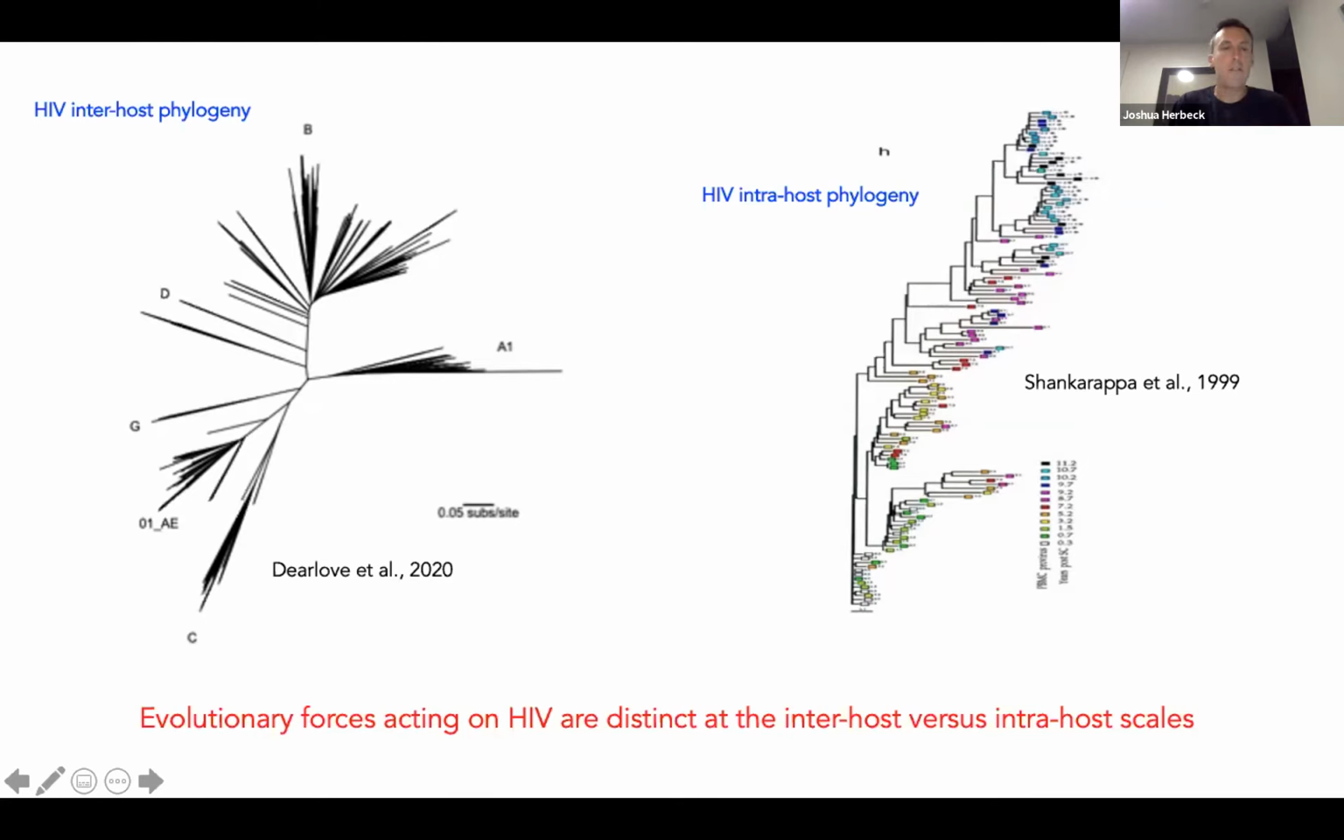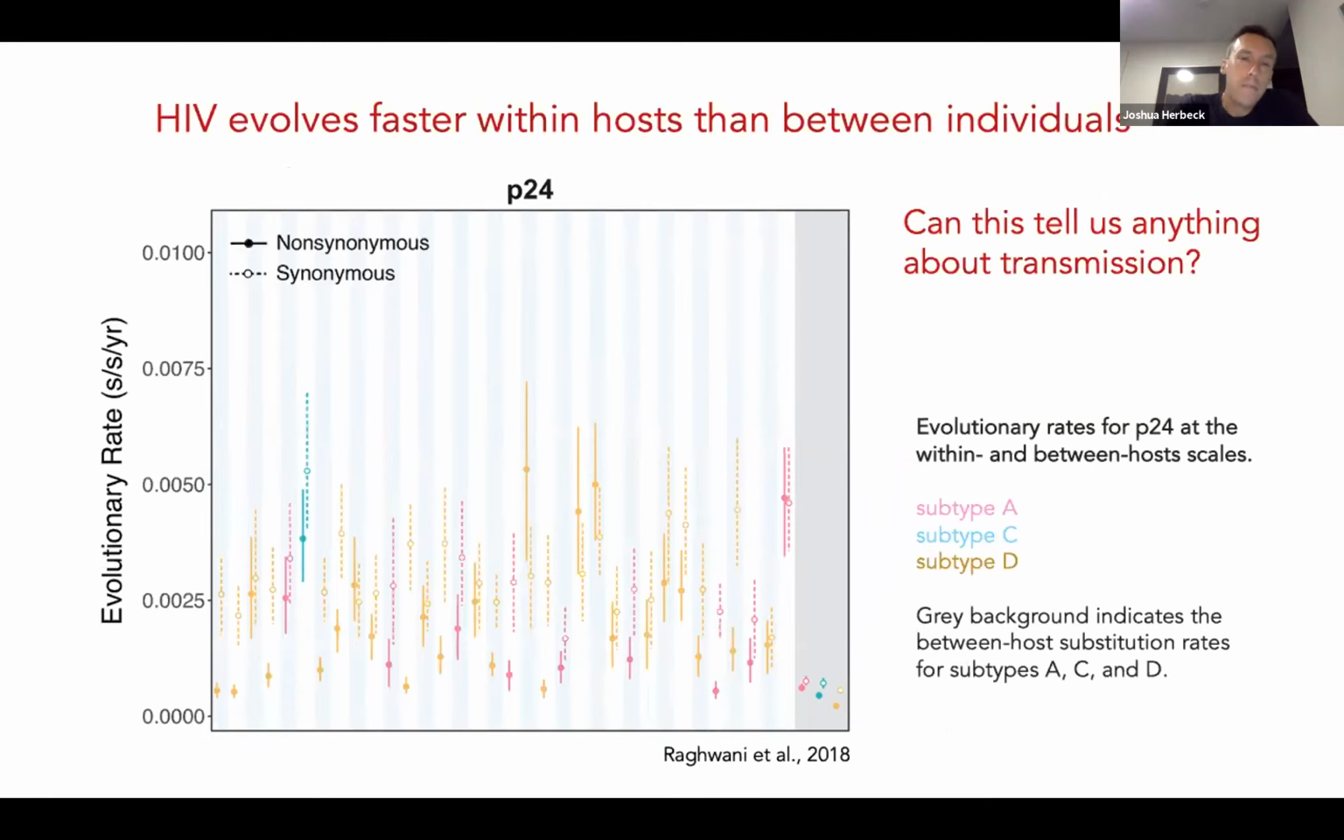This is one way to look at this. This is from a recent paper from Rakai and Katrina's group. These are the evolutionary rates for one part of GAG, P24, at the within and between host scales. So the gray background here indicates the between host rates for subtypes A, C, and D. And each one of these columns is a different individual. And it shows the rates of intra-host evolution are much faster than the rates of inter-host evolution.